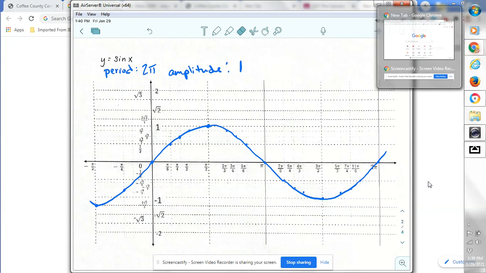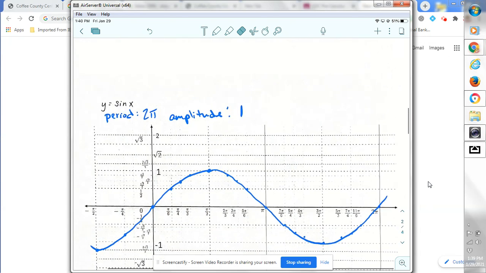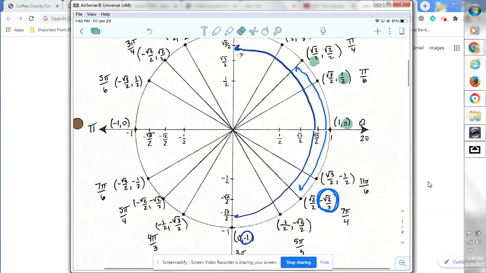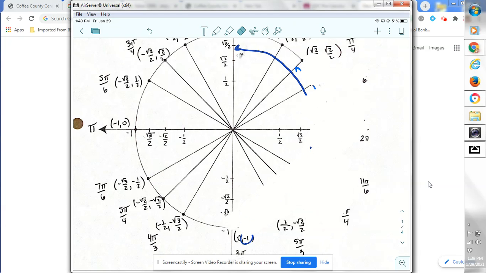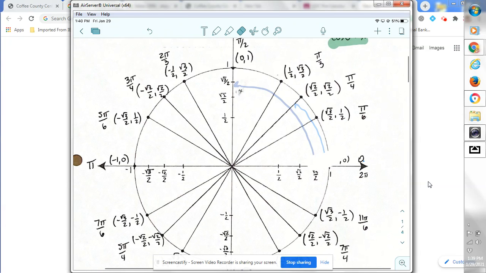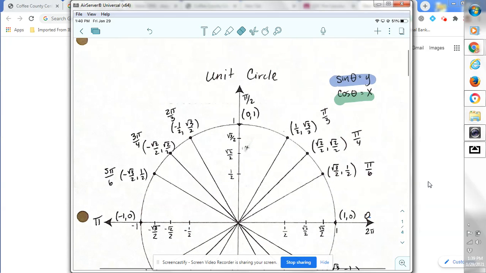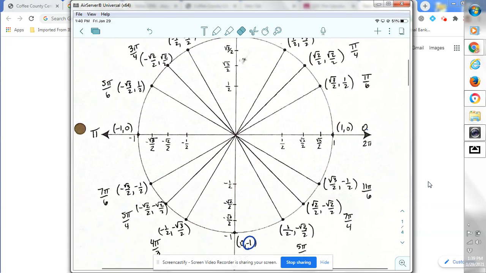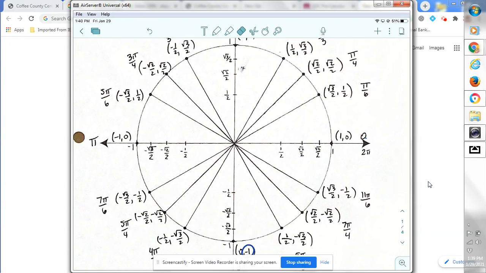Okay, let's do the same thing with cosine. However, when we are finding the cosine using the unit circle, we're going to only use the x coordinate. So as we go around, we need to find the cosine of 0. We use the x coordinate, so that's 1. The cosine of pi over 6 is the x coordinate, so that's the square root of 3 over 2.